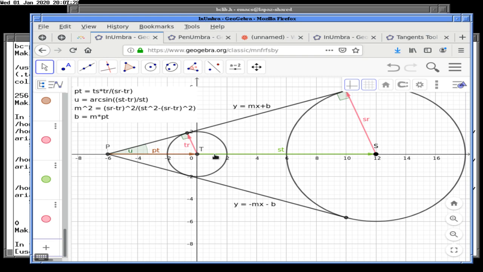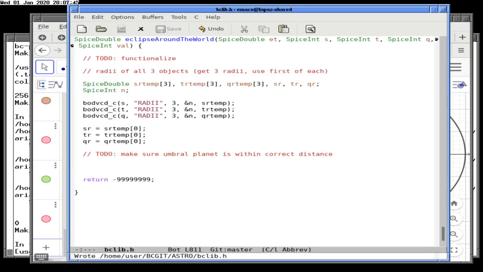Except, you know, it's ridiculous. We could have part of the situations that don't occur like that. That would require planets to overlap, which they don't, although there is an XKCD about sort of a joke about that. But anyway, okay, we need to make sure the umbral point is within range.